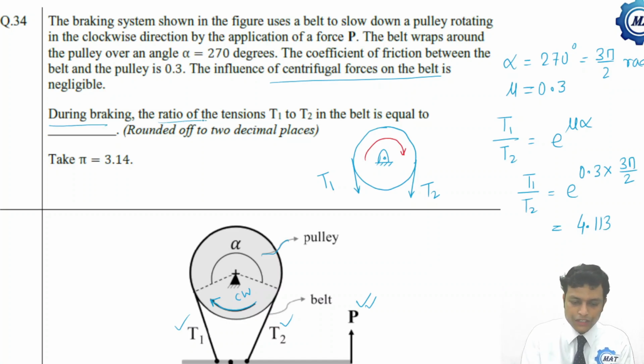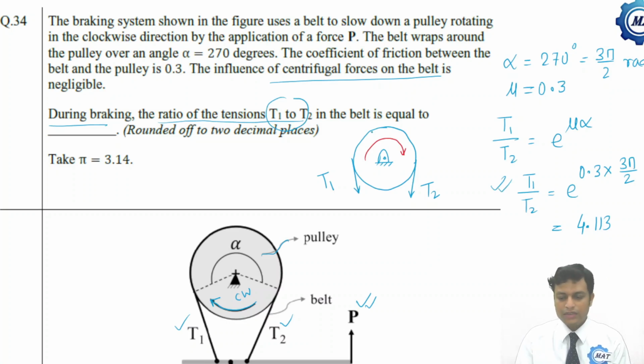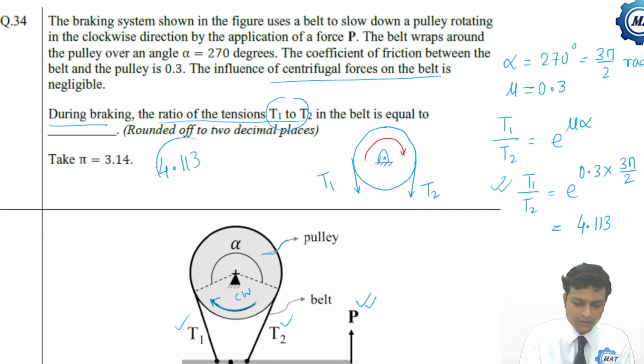During braking, the ratio of tensions T1 to T2 in the belt has to be determined. So this we have already got. This is a very simple problem. The answer is 4.113. So this is the answer to the problem. It has been asked to round off to 2 decimal places, so you can write 4.1. Now let us move to the next problem.